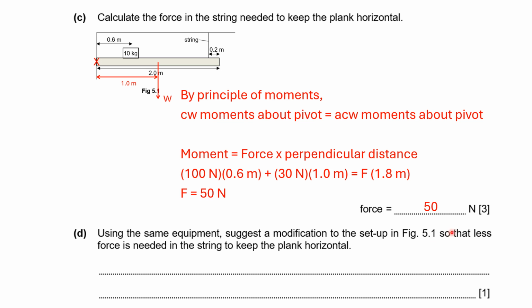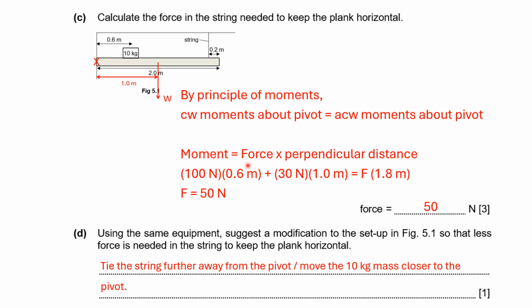So in part D, how can we reduce the force in the string to keep the plank horizontal? There are two potential ways of doing so. One is by reducing the clockwise moments, the other is by keeping the moments but changing how this equation looks. So the first is to tie the string further away, because even if you have the same moment, if the distance is larger, so instead of 1.8, let's tie it at 2 meters, then you would have a smaller force required. The other way is to reduce this.